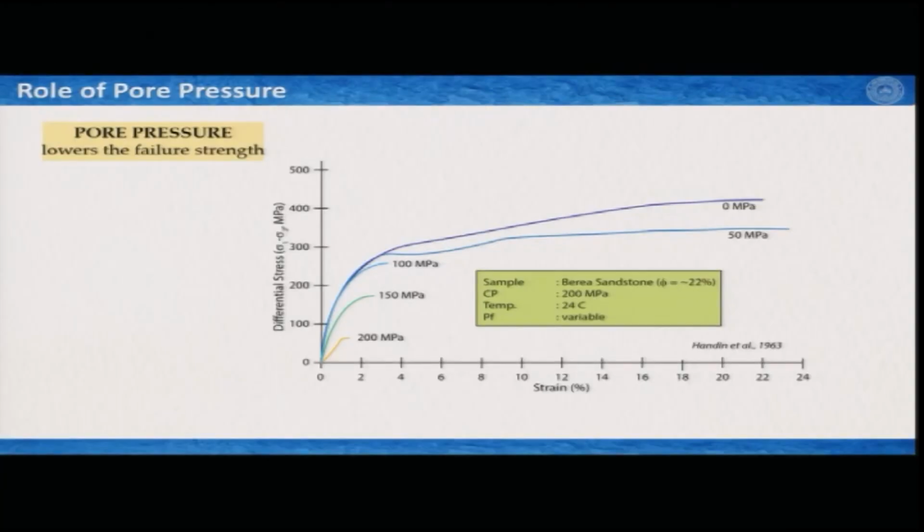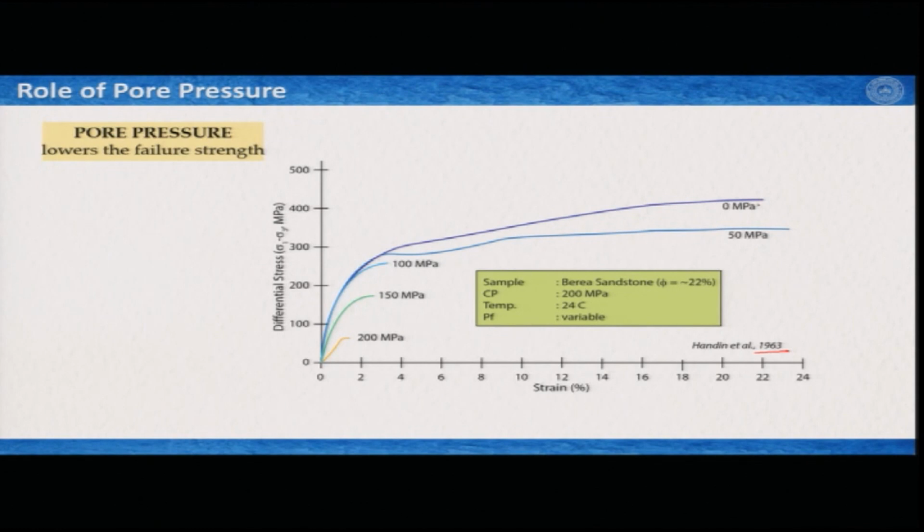Now, let us look at the pore pressure. So, these experiments were done with Berea sandstone and performed by again another great geologist, Handin. The paper got published in 1963. So, Berea sandstone is a sandstone that has a very consistent porosity from 15 to 25%. So, this sandstone typically has 22% porosity. The confinement was 200 megapascal. The experiments were performed at room temperature, and what Handin did, he varied the pore pressure.